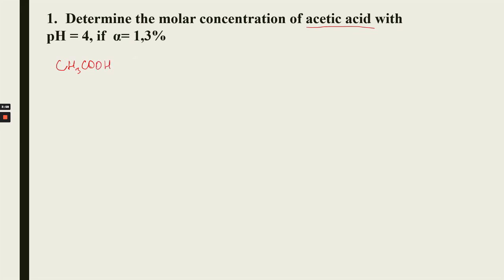CH3COOH. When we write two arrows, the arrows should be in two directions. It means that there is an equilibrium. Acetate ion, acetate ion and proton.